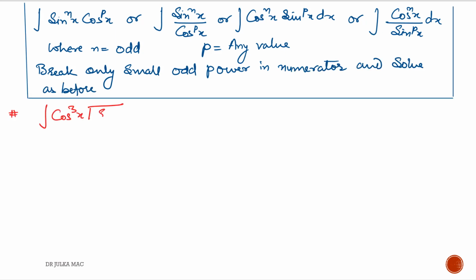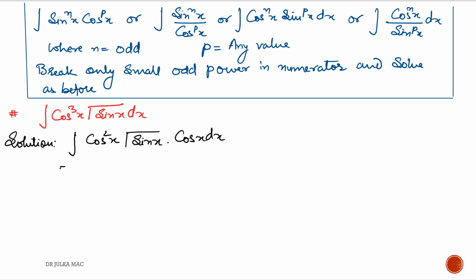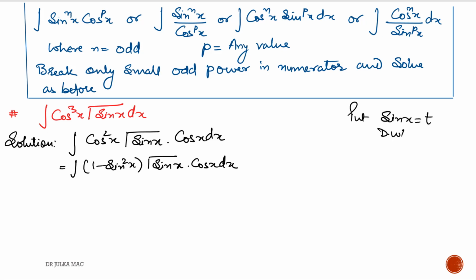If we have the quotient cos cube x into root sin x, first break only the odd power, that is cos cube x, as cos square x into root sin x into cos x. Now convert cos square x into 1 minus sin square x. Put sin x equals t. Differentiate with respect to x both sides and we will get cos x equals dt by dx, so cos x dx equals dt. Replace cos x dx by dt and sin x by t.